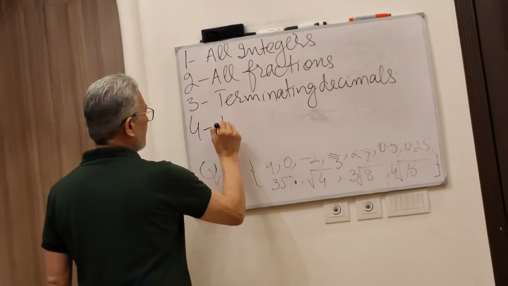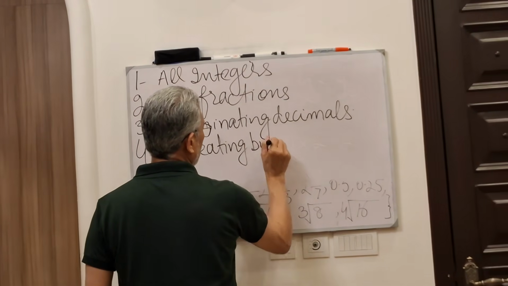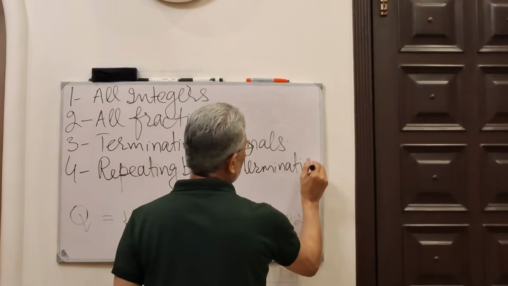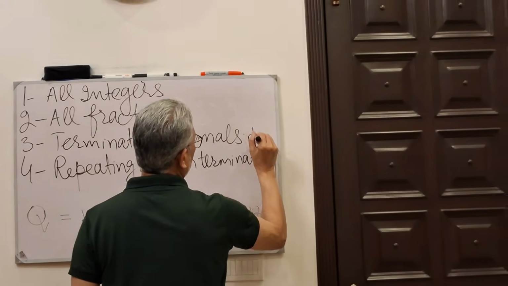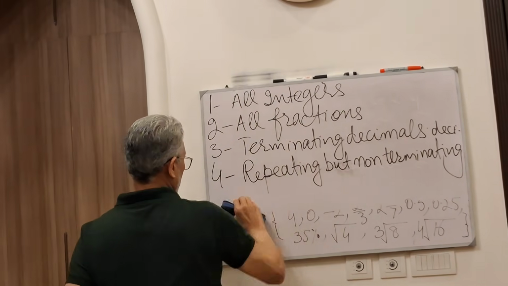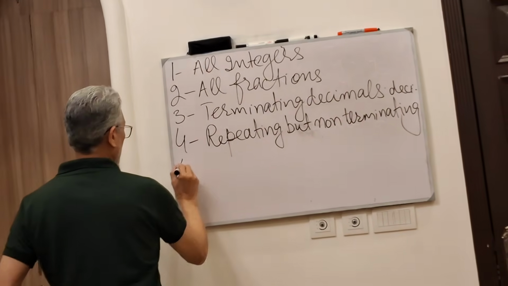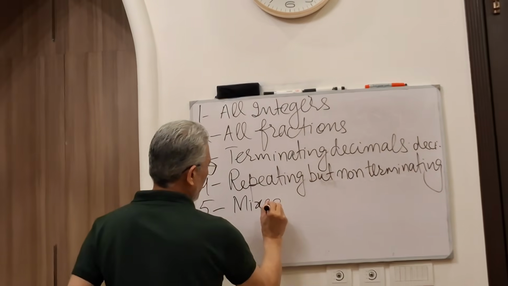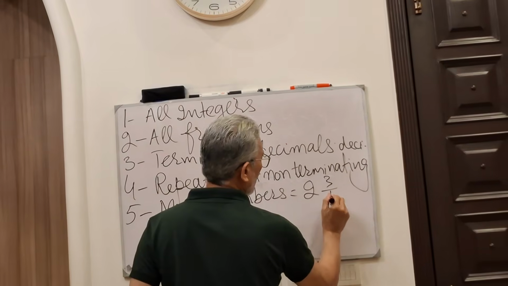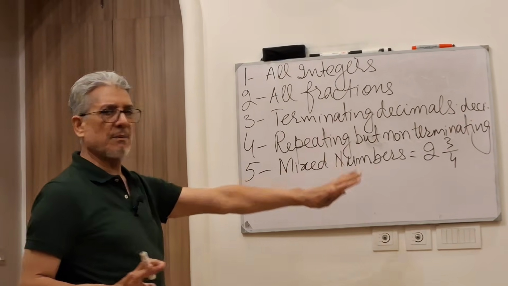Number 4, repeating but non-terminating decimals. Okay? So that is number 4. They are also rational numbers. And number 5, mixed numbers. They are also rational numbers. We have learned that 2 whole 3 over 4 is a rational number. 2 fours are 8 plus 3, 11 over 4. So this is a rational number. So mixed numbers are also rational numbers.